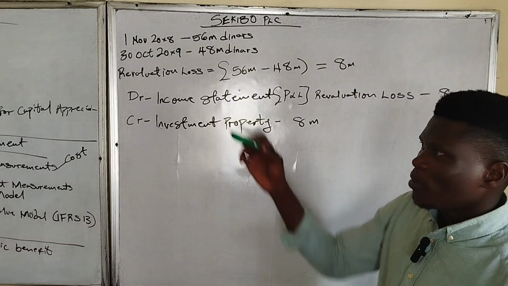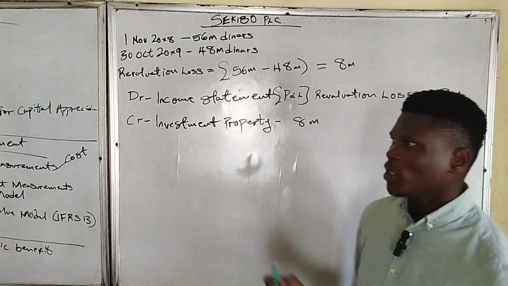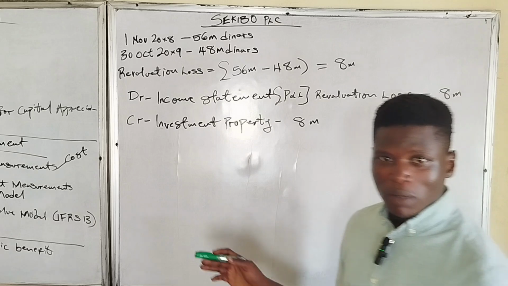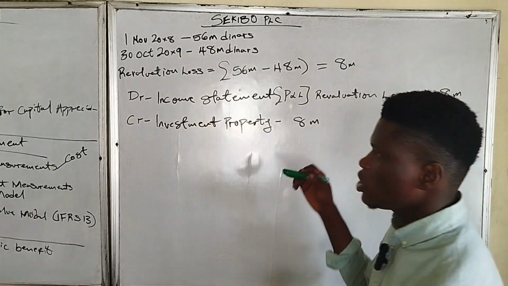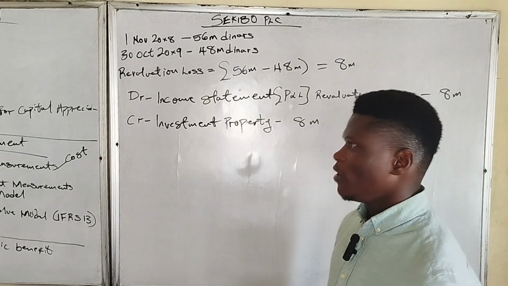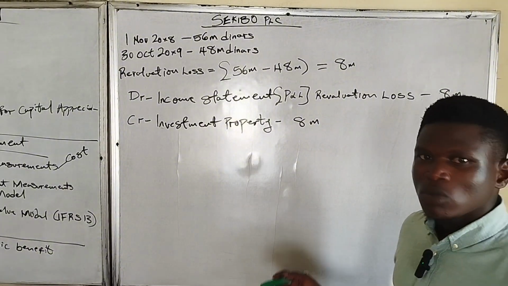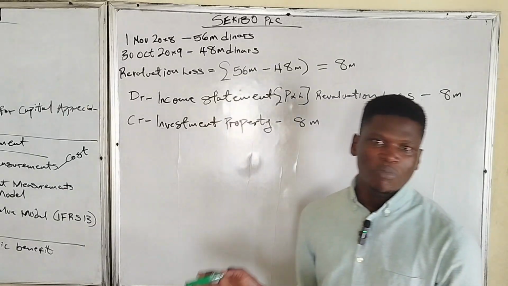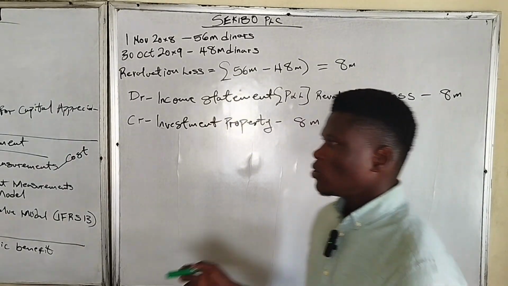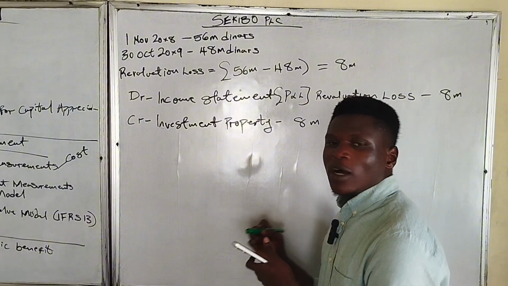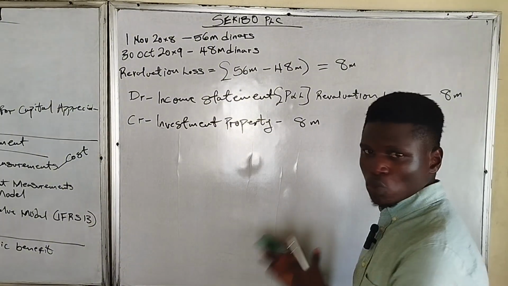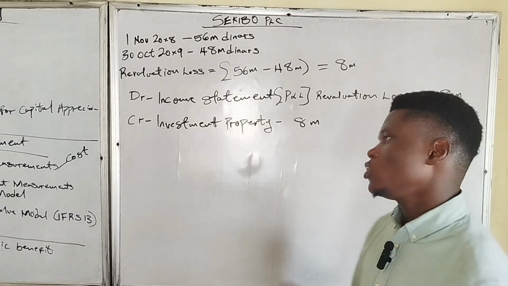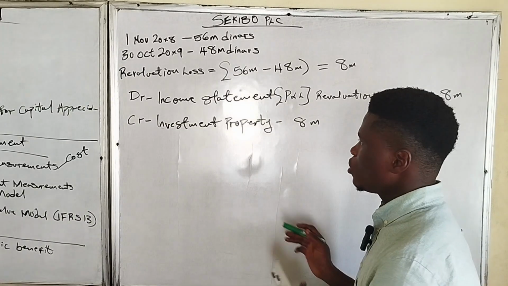So we've talked about the definition, the recognition criteria, the measurement, the cost model, or initial measurement, subsequent measurement, which can be either cost model and fair value model. Talk about the reclassification, where you can reclassify from investment property to property, plant, and equipment, that's IAS 16, and vice versa. Also from investment property to asset held for sale, which is IAS 2. And also vice versa. You can do from IAS 2 to IAS 40, IAS 40 to IAS 16, or to IAS 2, either ways.